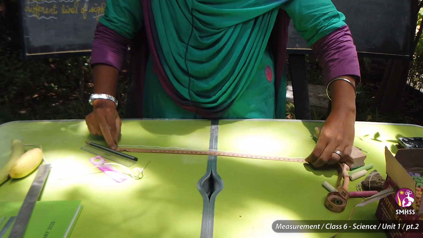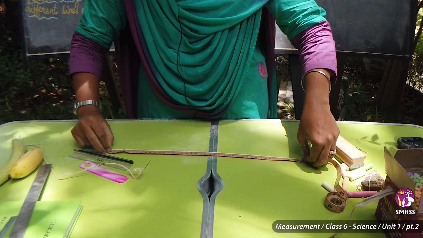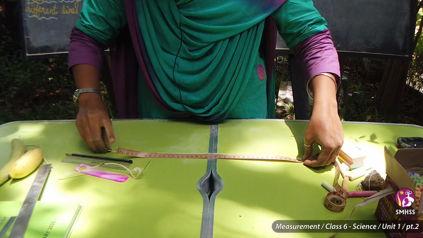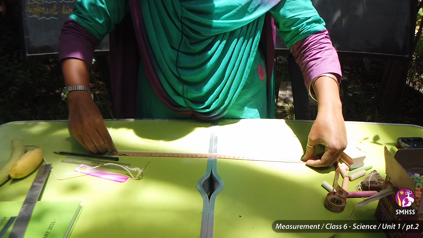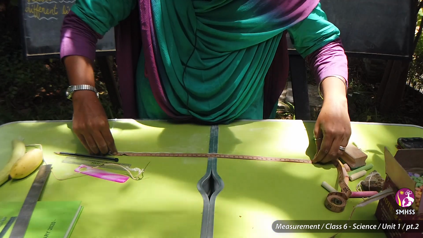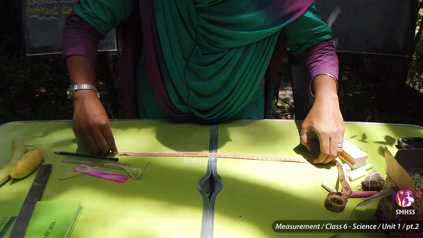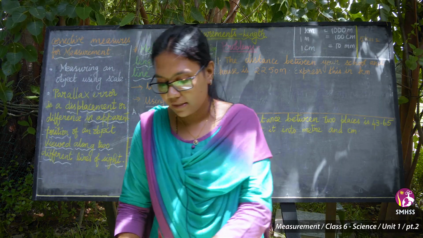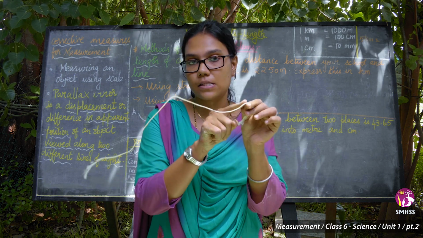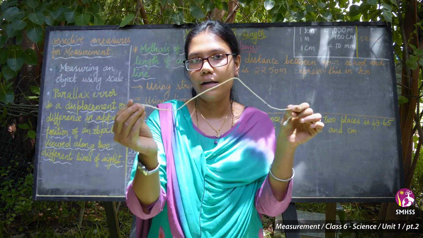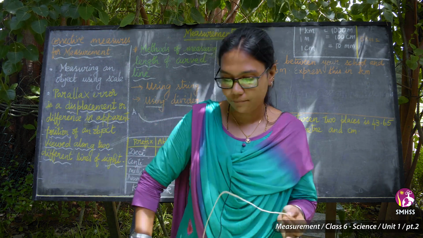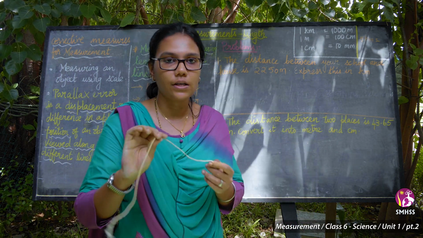Let us see how many centimeters it is. Where does 0 start? It starts here. So 0 to, yes, 0 to it is 44.5 centimeter. The length of the string is 44.5 centimeter. I have calculated from this end to the end of the string. Okay, 44.5 centimeter. Yes. Now I have calculated the string using the thread.